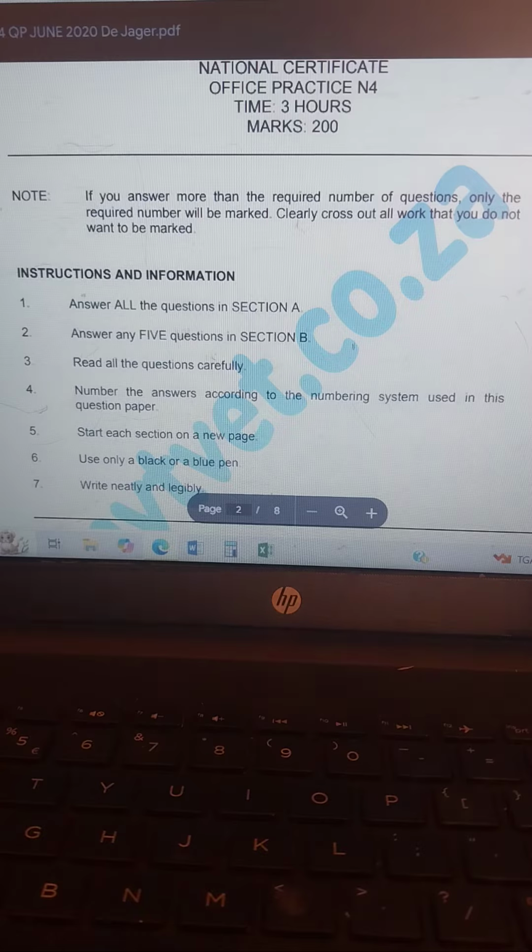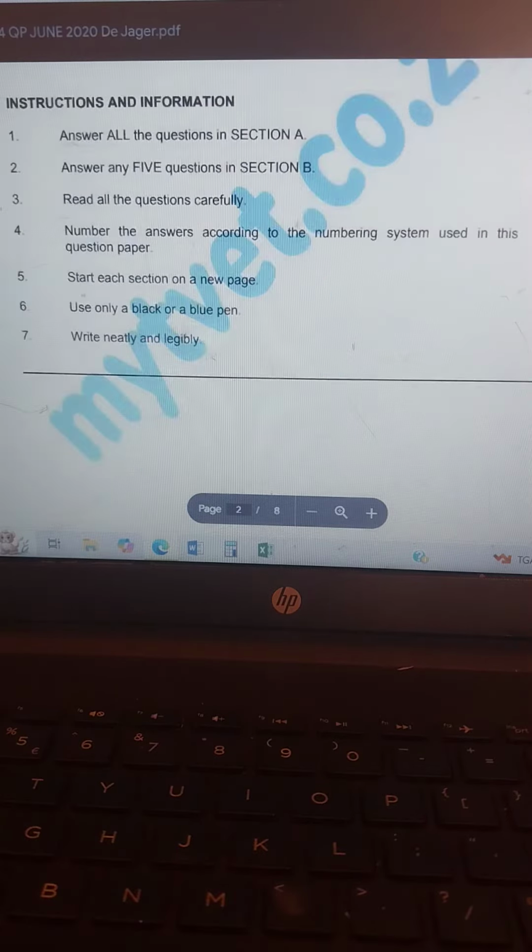So take note. And also they said answer all questions in Section A. In Section A, you answer all questions, but in Section B, 5 questions only. And number 5 says start each section on a new page. Read your instructions very well, guys.